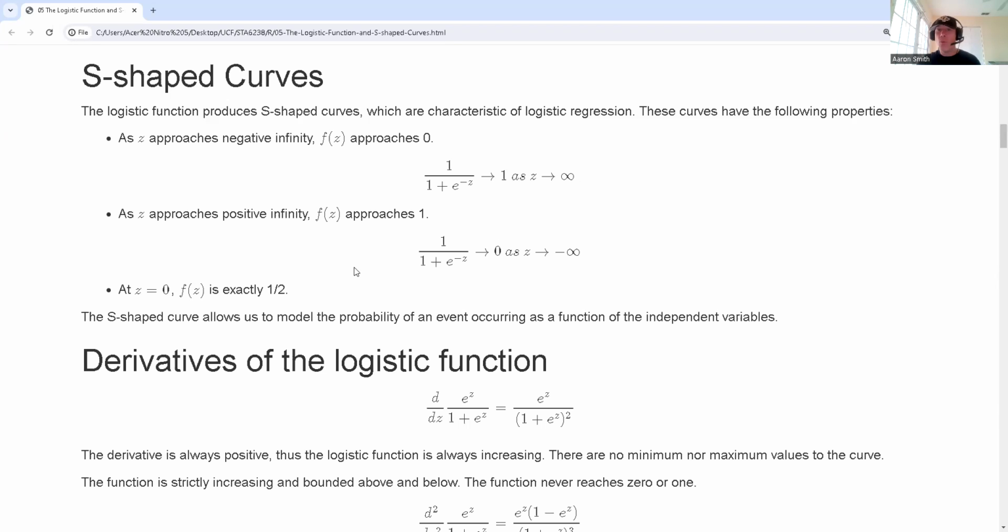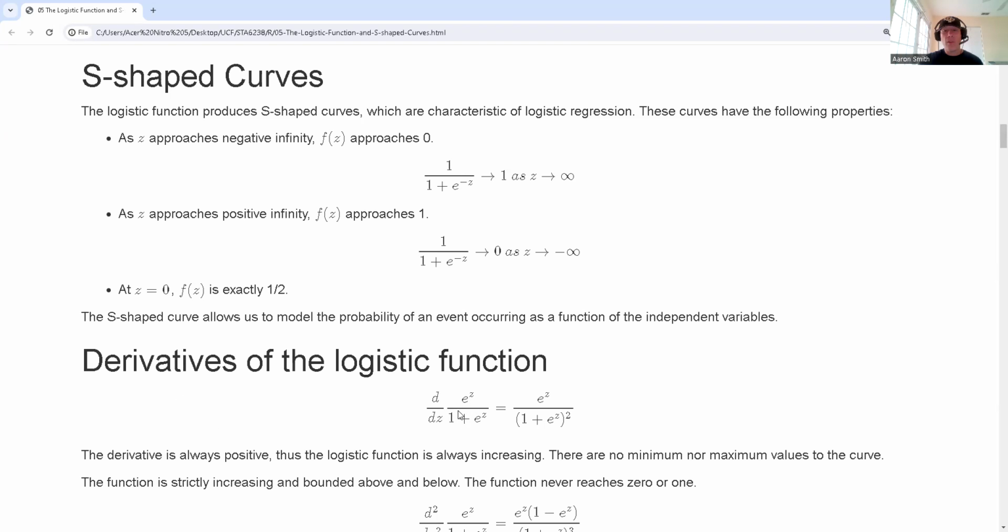Now when I plug in exactly 0, the curve is exactly equal to 1 over 2. Anything to the power of 0 is 1, so I have 1 divided by 1 plus 1, which is 2 on the bottom. All right, so this is important for us. So now let's take a look at the derivative of the logistic function.